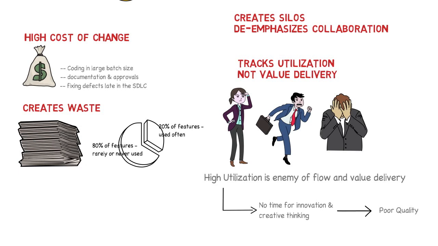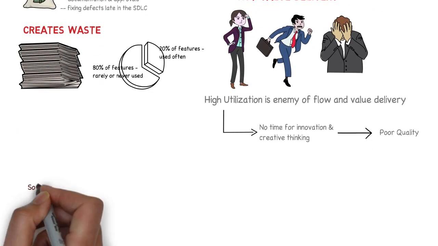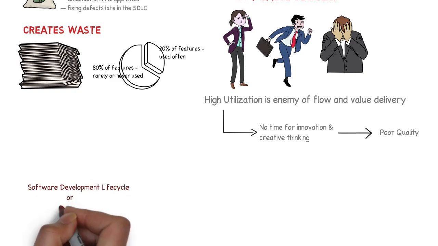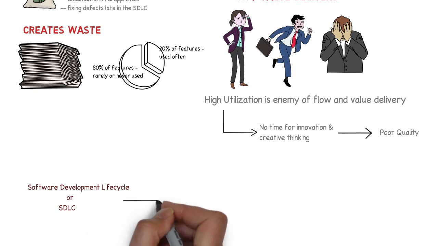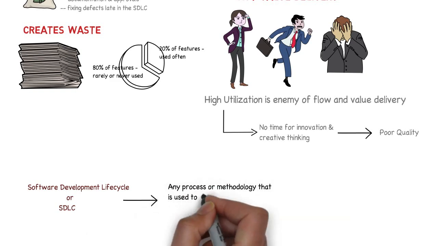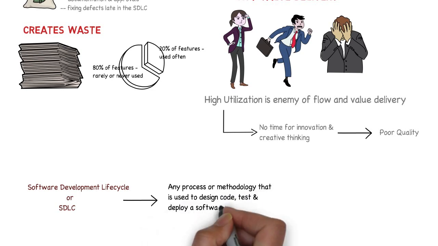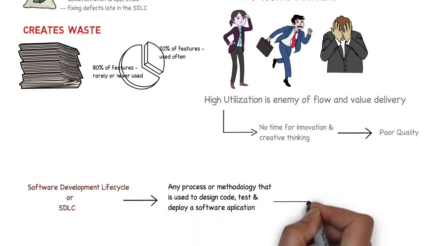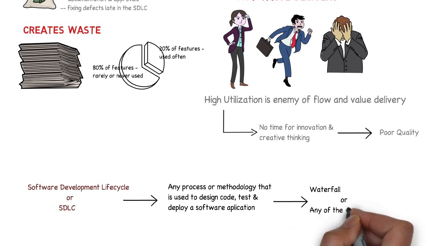Alright, before I end this lecture, I do want to share with you a definition of a common term that we will be using in upcoming lectures, and also it's a common term in the world of software development. The term is Software Development Lifecycle, or SDLC for short. Software Development Lifecycle, or SDLC, refers to any process that is used to design, code, test, and deploy a software application. So a SDLC can be a waterfall process, or it can be any of the Agile processes.